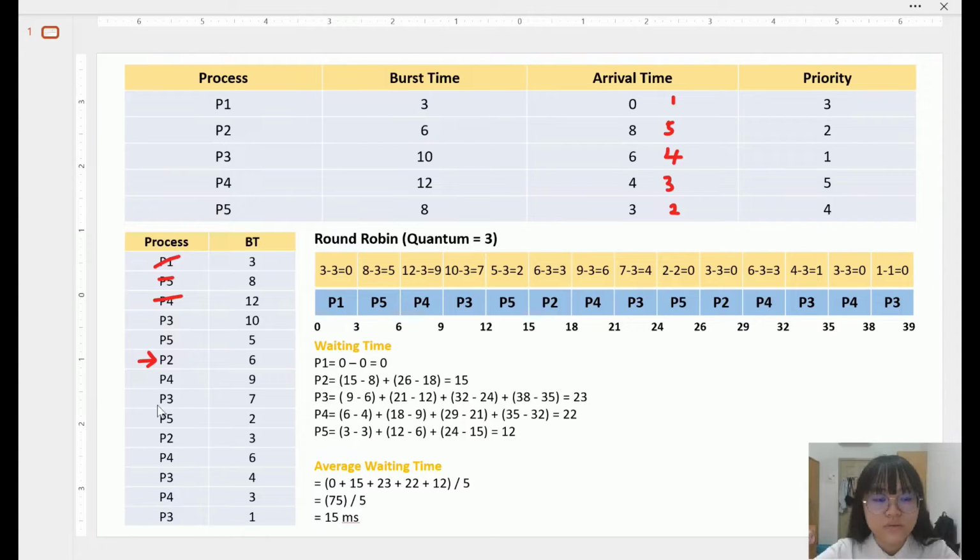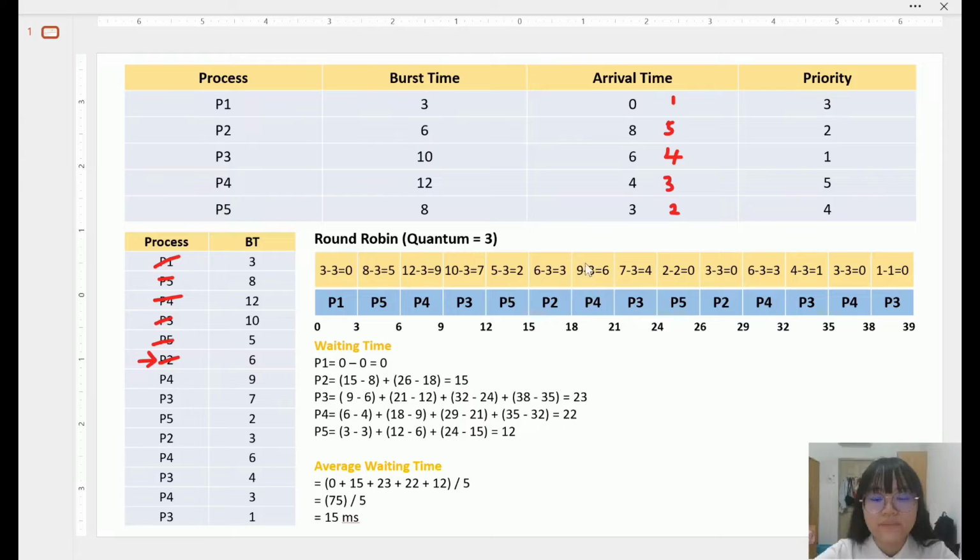After running P3, we put it at the bottom and we run P5. P5 has 5 left, minus 3 remains 2. After we run P5, put it at the bottom and we run P2, which is on top. P2 has 6 minus 3 remains 3. After we run P2, because it still has a remainder, we put it at the bottom and run the top one, which is P4.